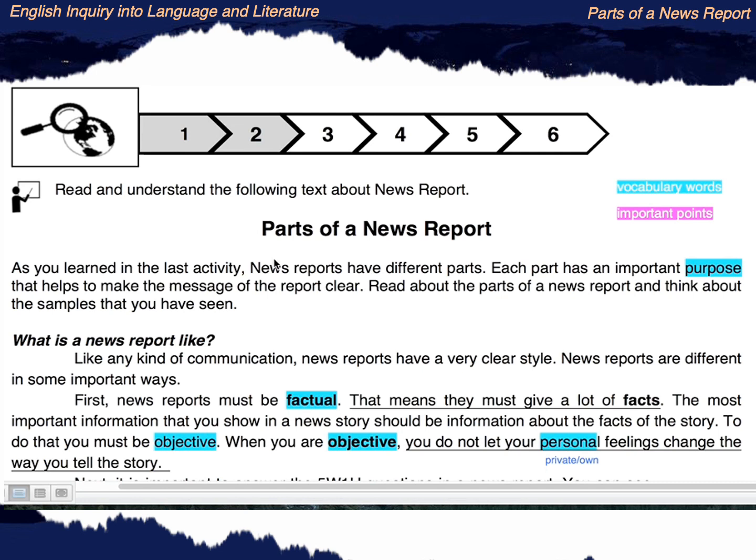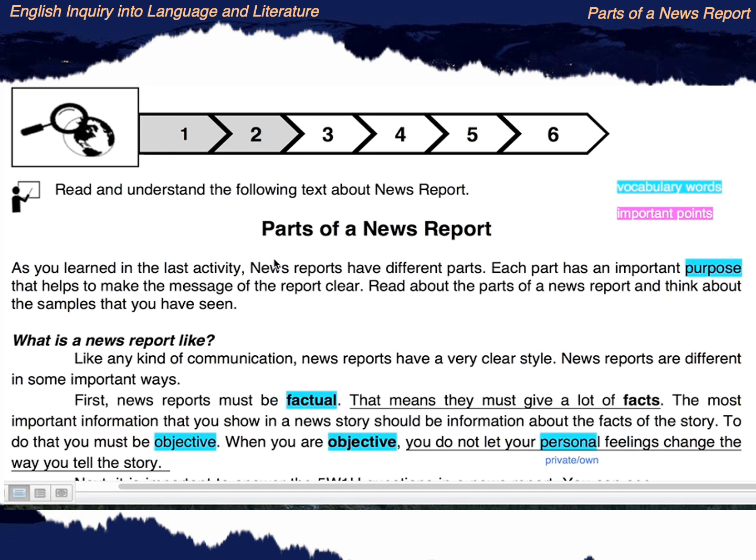Next, it is important to answer the 5W1H questions in the news report. You can see these in the box to the right. This is connected to the first point. If you answer these questions directly, then you are being factual. The lead of the news story should answer the questions who, what, when, and where in short and simple sentences. The second part should tell the listener how or why.